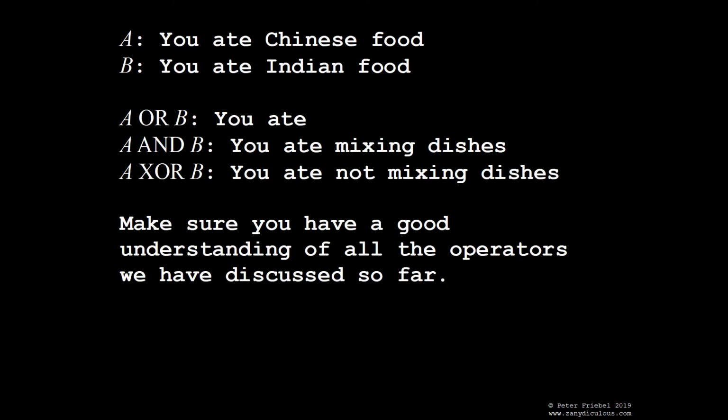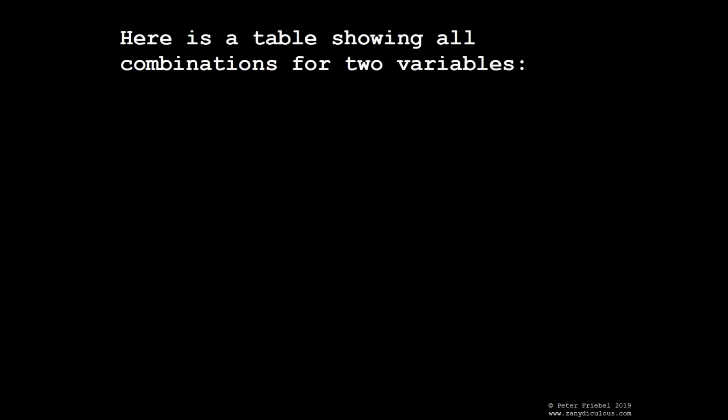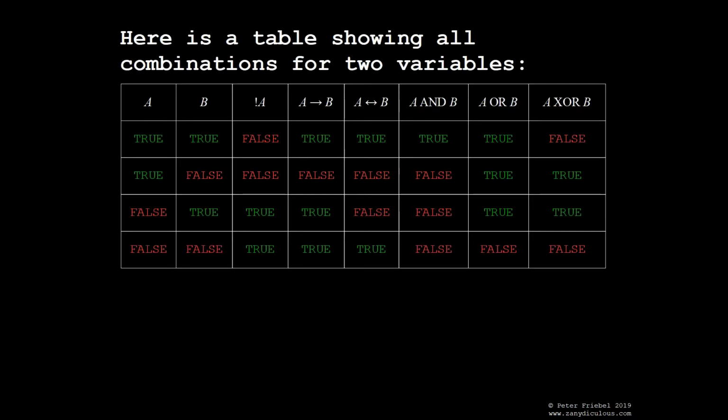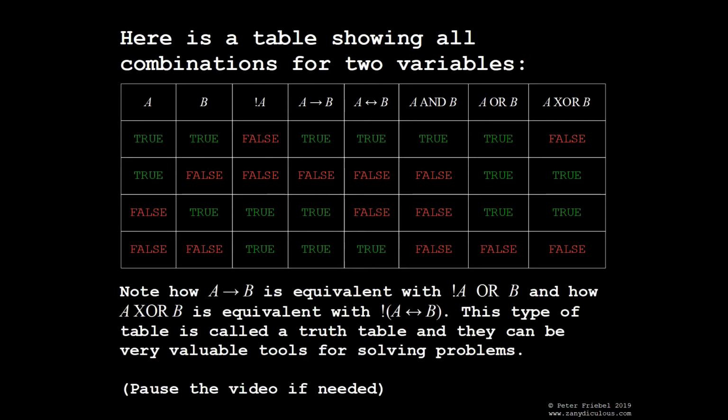Make sure you have a good understanding of all the operators we have discussed so far. Here is a table showing all combinations for two variables. Now take your time studying this table. Note how A implies B is equivalent with not A or B, and how A exclusive or B is equivalent with not A is equivalent with B. This type of table is called a truth table, and they can be very valuable tools for solving problems. So please go ahead, pause the video and study this table.